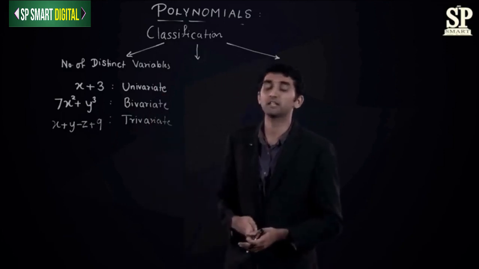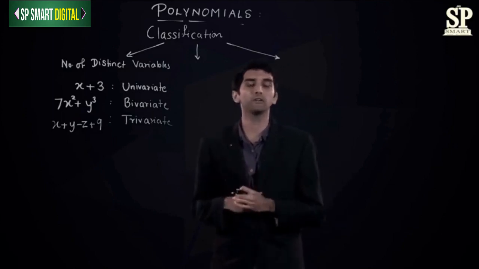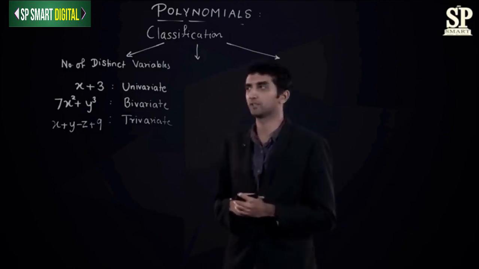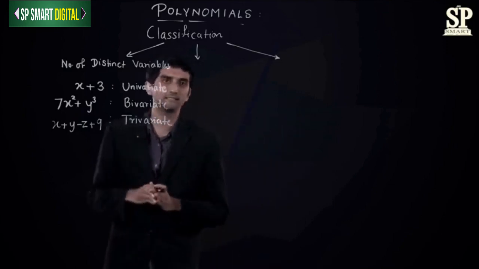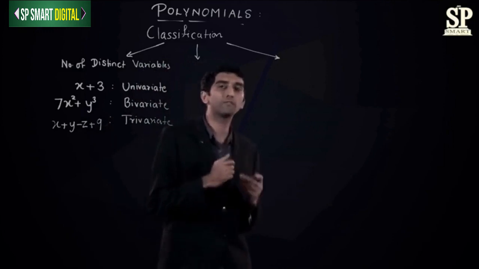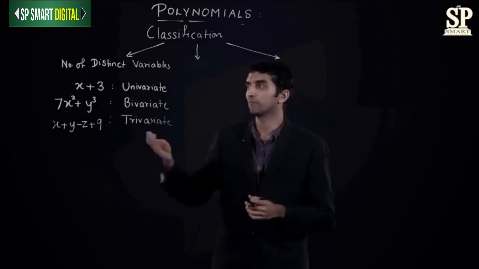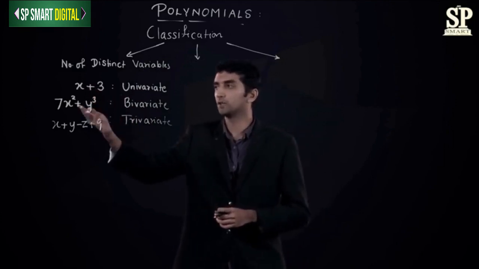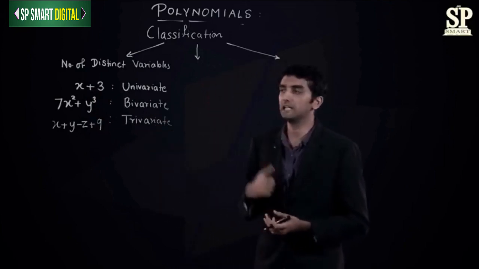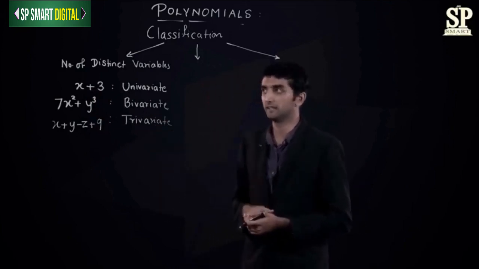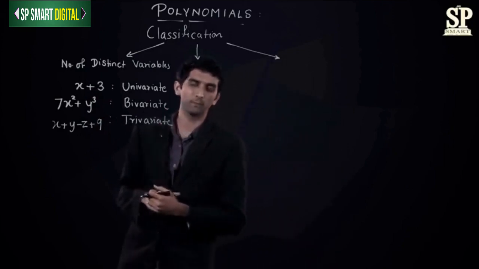And this classification can go on further depending on how many variables are included in that particular polynomial expression. So the first kind of classification, as we can understand, is dependent on the number of distinct variables that a polynomial expression has. So as you can see, one variable, two variables and three variables, and likewise the names univariate, bivariate and trivariate. Now let's turn our attention to the second kind of classification of polynomial expression.